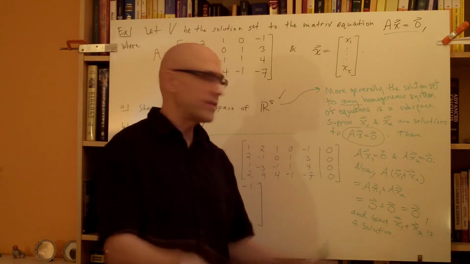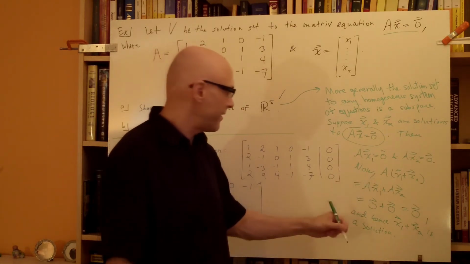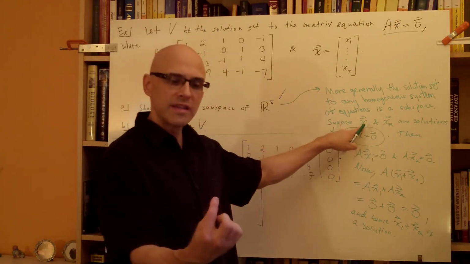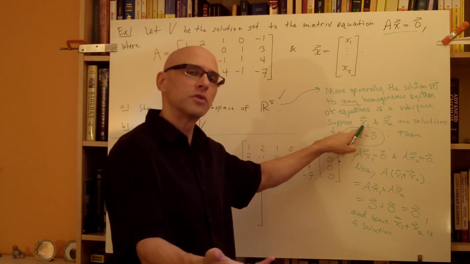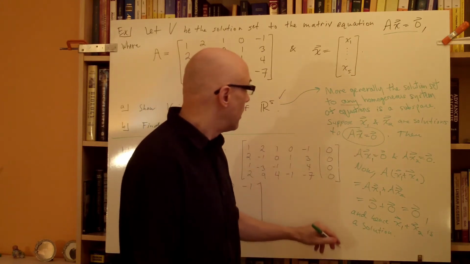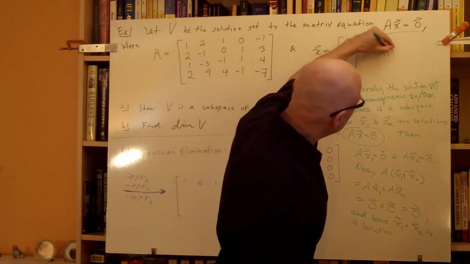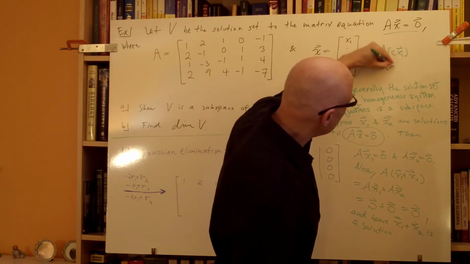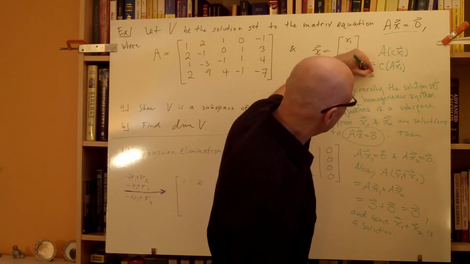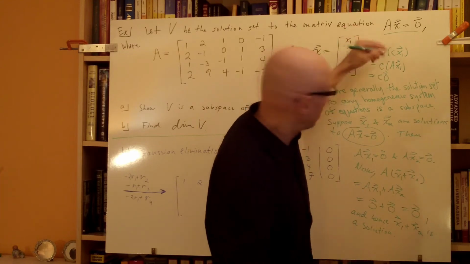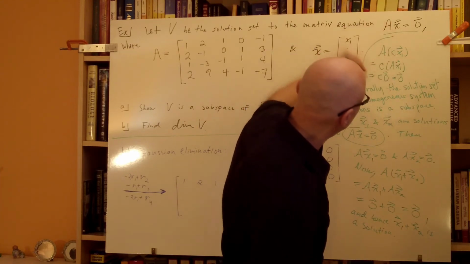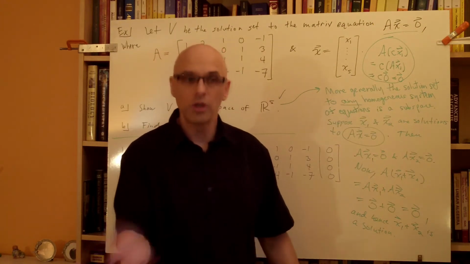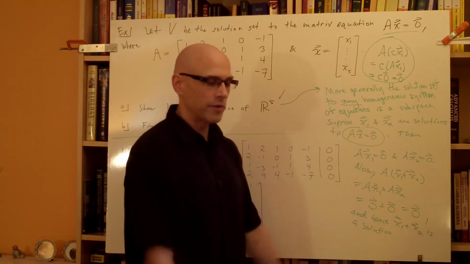So to show that this is closed under scalar multiplication is easy. Take one of your solutions here, x1, and just show that c times x1 is also a solution. A times c x1 is equal to c times A x1, which is equal to c times the 0 vector, which is equal to the 0 vector. So this shows you then that c times x1 is also a solution. So we have closure under scalar multiplication.